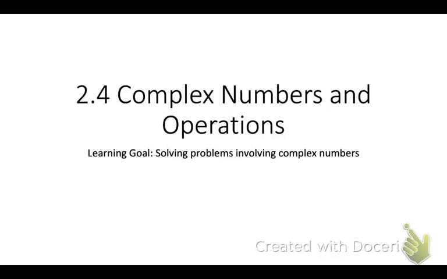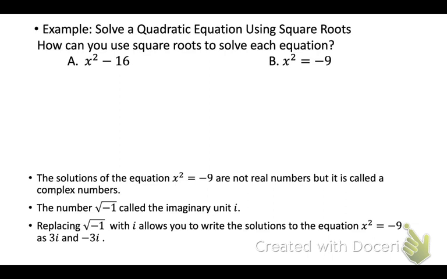Okay, 2.4 complex numbers and operations. So, solving a quadratic equation using the square root. If I have x squared minus 16, I set it equal to 0. And then what? X squared equals 16.